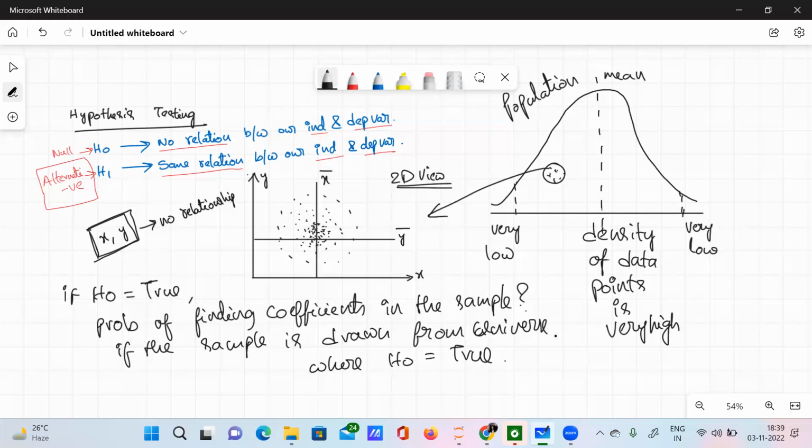See, for example, this particular thing is our population here. This is the population data, and out of this population data, I'm extracting some kind of small data, which is nothing but our sample here.